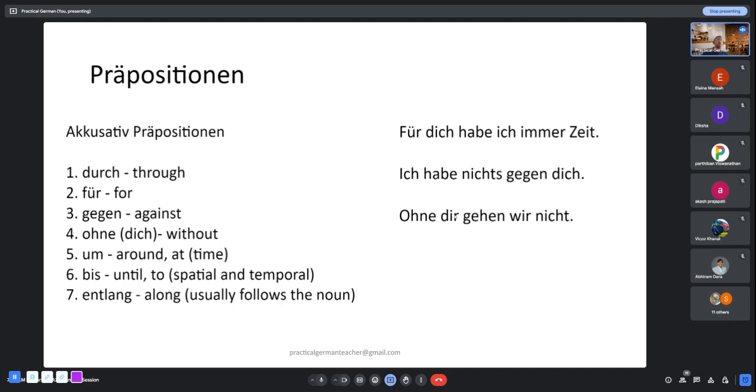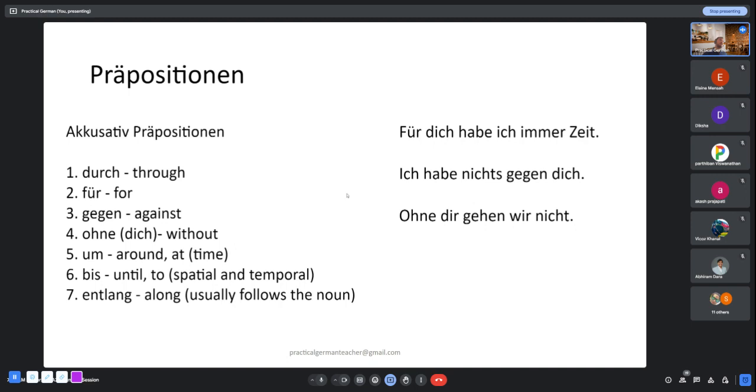Sorry, it should not be dia. It should be dich. Ohne dich gehen wir nicht. After ohne, it is accusative, so it should have been dich. Without you, we won't go, or without you, we are not going, or without you, we don't go. Whatever you want to say. So again, after ohne, it has to be dich. It's a mistake. I have written dia.